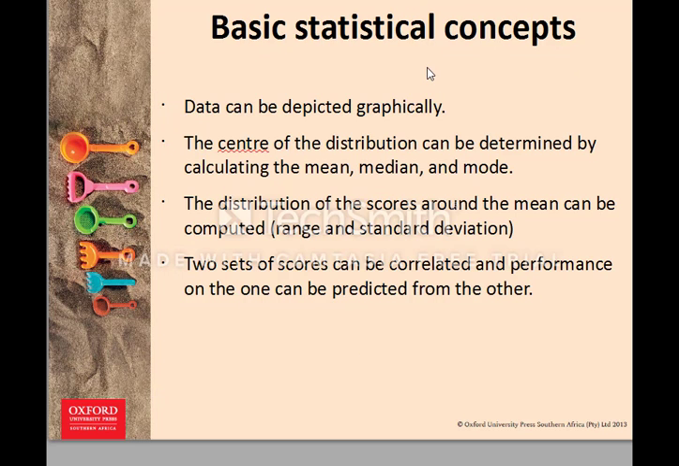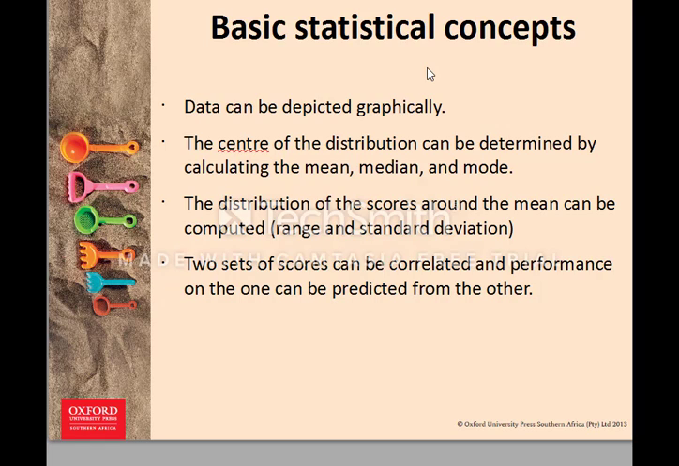So data can also be depicted graphically. I said to you earlier, graphics are pictures. The center of the distribution can also be determined by calculating the mean, the median, and the mode. Start paying attention now so that when we do this next week, you are familiar with these terms, because we're going to cover them from a statistical perspective. We're going to cover them as actual mathematical calculations. But let's start looking at them now.